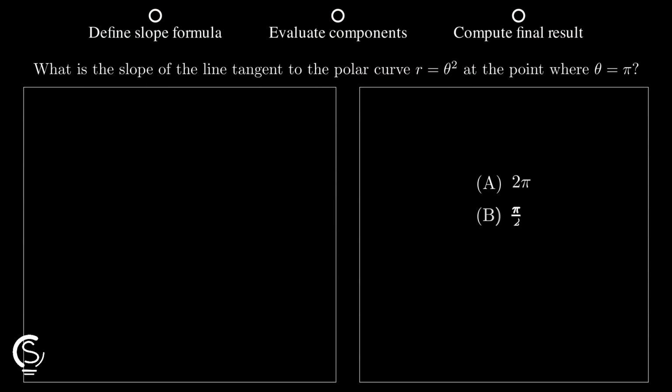To find the slope of a polar curve, we use the derivative formula dy/dx equals the derivative of r times sine plus r cosine, all over r prime cosine minus r sine.